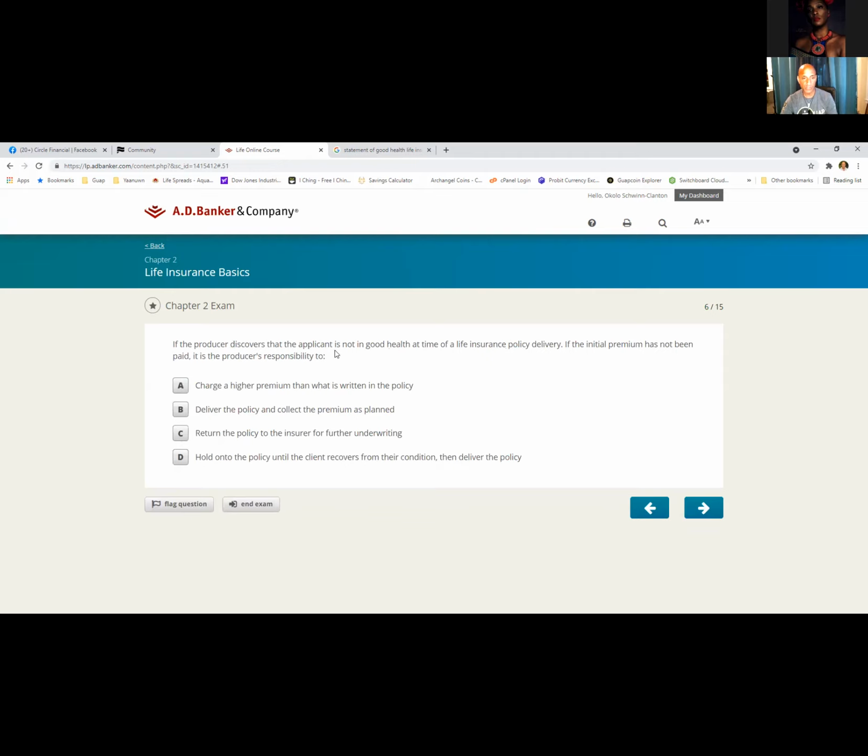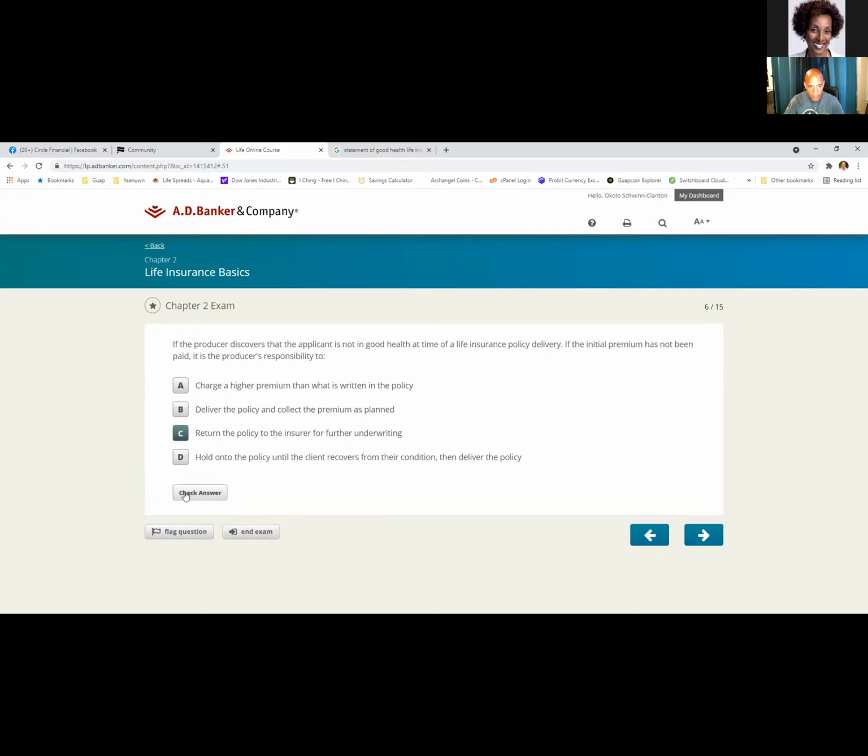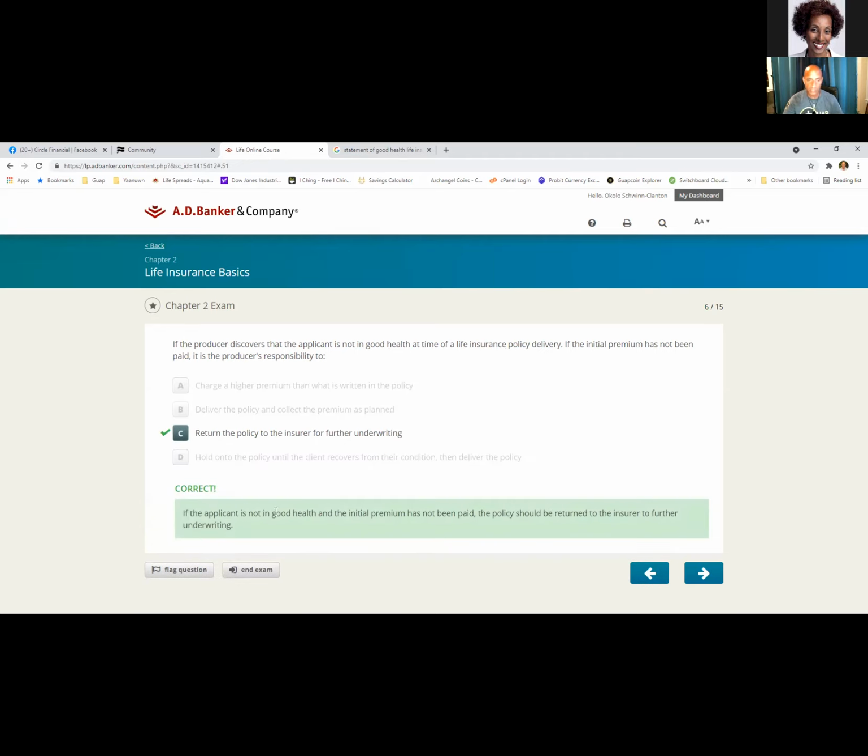The producer discovers that the applicant is not in good health at time of a life insurance policy delivery. If the initial premium has not been paid, it is the producer's responsibility to A, charge a higher premium than what is written in the policy, B, deliver the policy and collect the premium as planned, C, return the policy to the insurer for further underwriting, D, hold on to the policy until the client recovers from their condition, then deliver the policy. C. That's right. So if the applicant is not in good health and the initial premium has not been paid, the policy should be returned to the insurer for further underwriting.